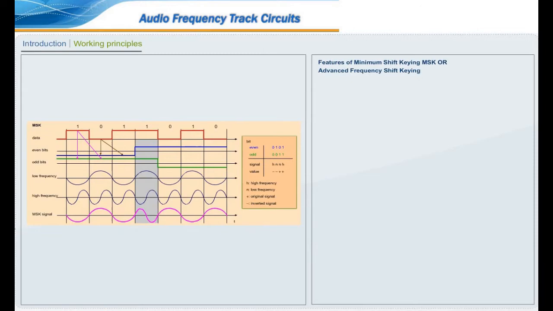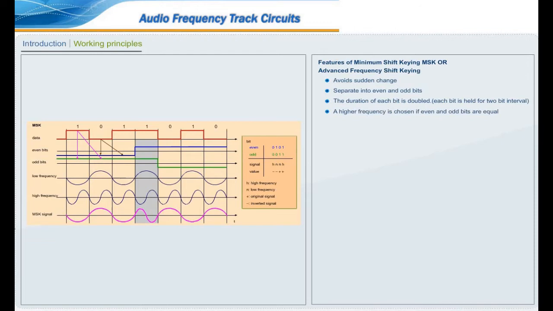Features of minimum shift keying, MSK, or advanced frequency shift keying. Avoids sudden change. Separate into even and odd bits. The duration of each bit is doubled. Each bit is held for 2-bit interval. A higher frequency is chosen if even and odd bits are equal.